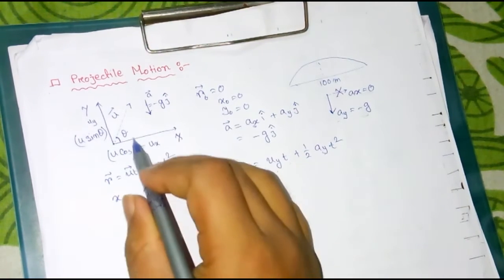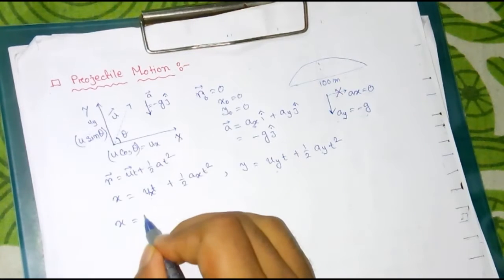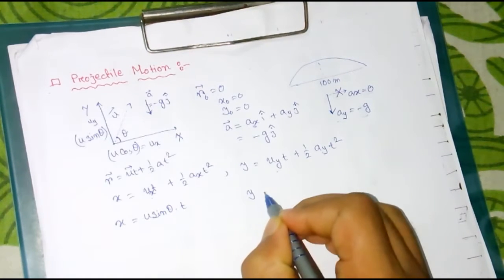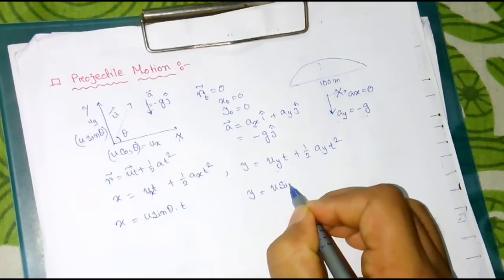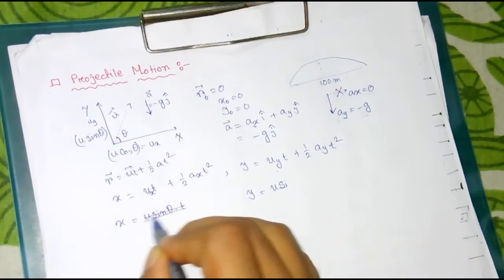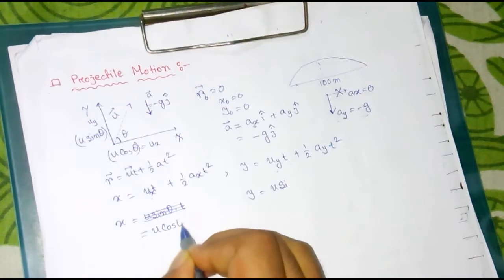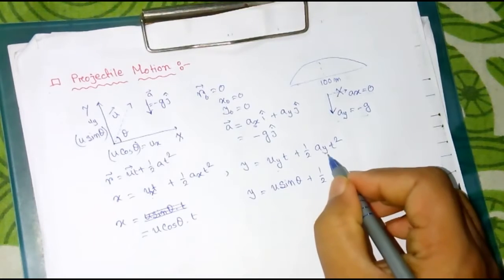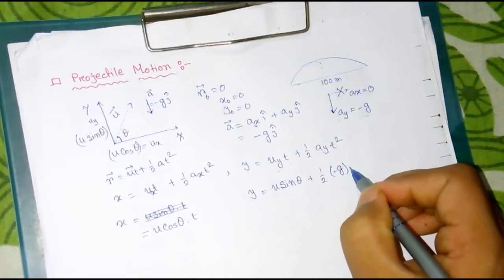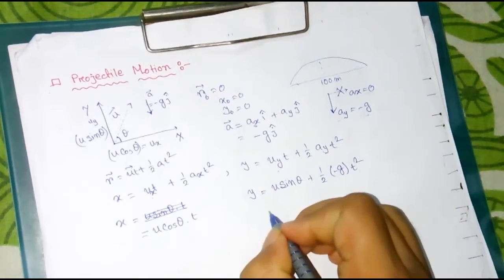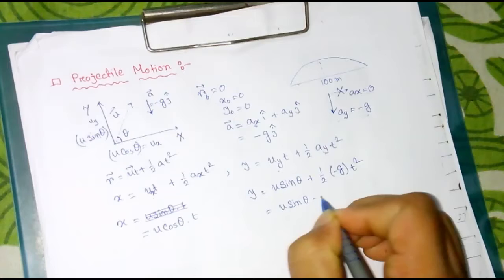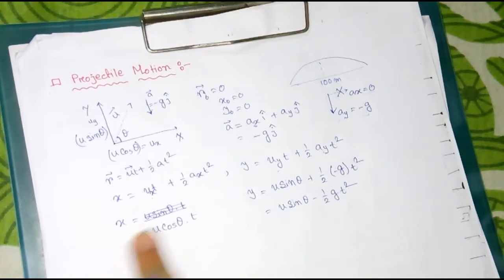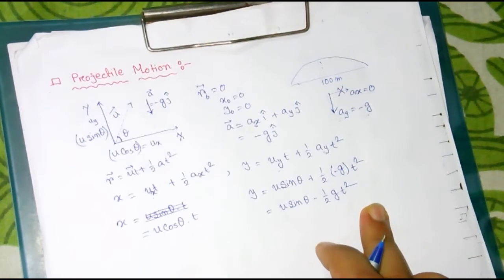Now if you put these two values into this equation, you get u sin theta into t, and this term will be 0 because ax is 0. Sorry, for the x coordinate it will be u cos theta t. And y will be u sin theta t plus half into minus g into t square, so u sin theta t minus half g t square. This is x and this is y after time t.